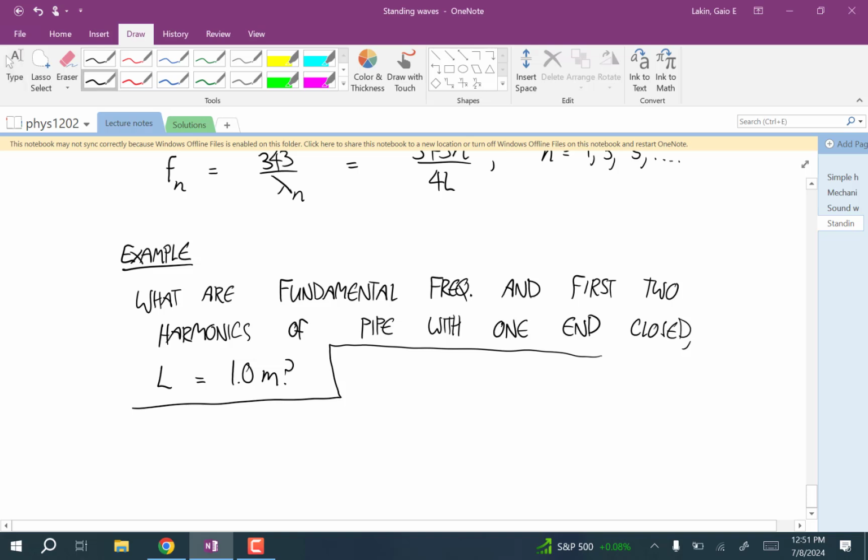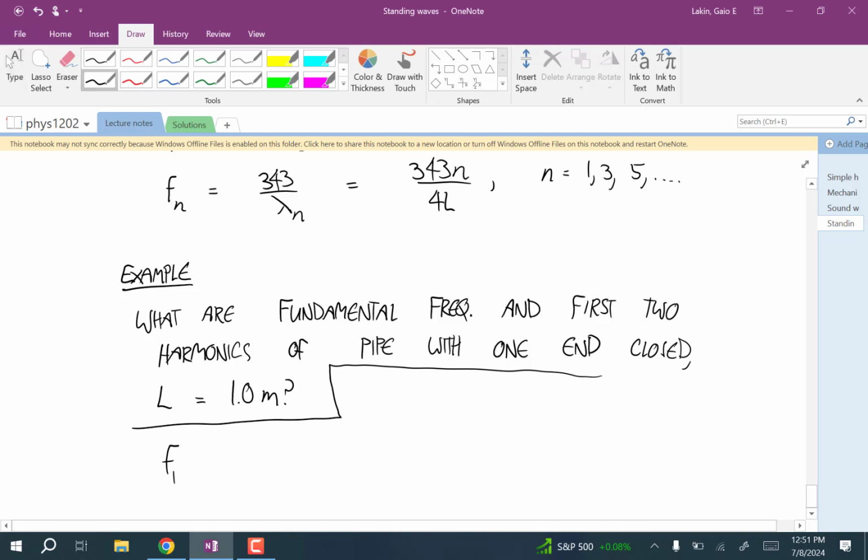Well, to get the fundamental frequency, we're just going to use n equals 1 and use this formula. So that's 343 times 1 divided by 4 times a length of 1. The 1 in the top is because n is equal to 1. The 1 in the bottom is because L is equal to 1. And we get a fundamental frequency of 85.75 hertz.